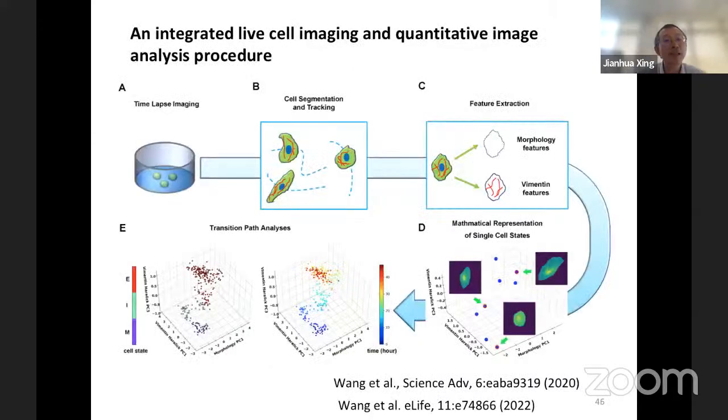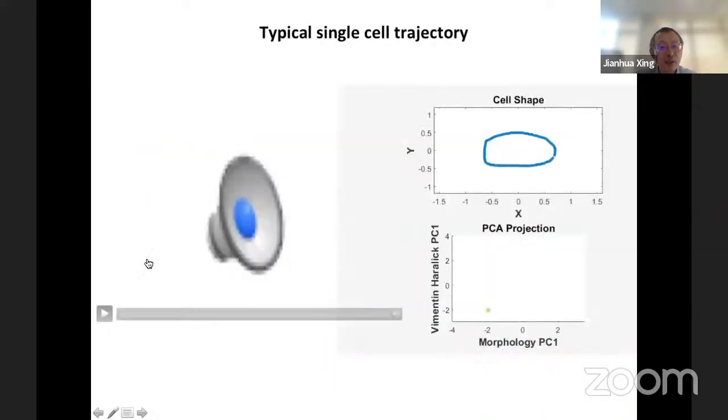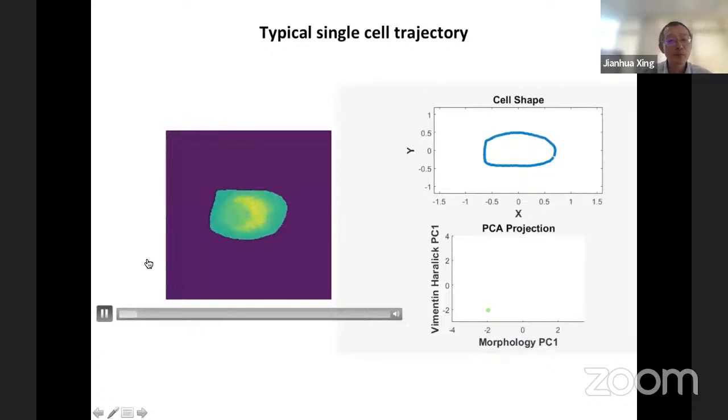So we have this live imaging. We can extract live imaging, track cell features. We get this represented in the state space as trajectories. Now we do have single cell trajectories over time. Then we can do analysis. Let me show you an example. You have a cell, this is one cell, 2 days of continuous imaging.